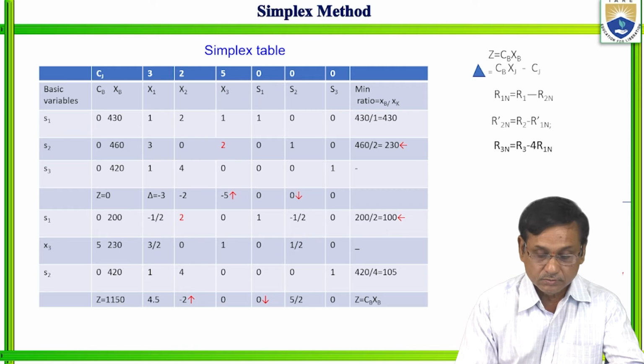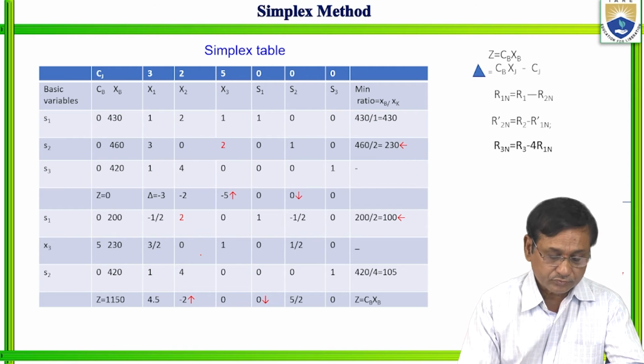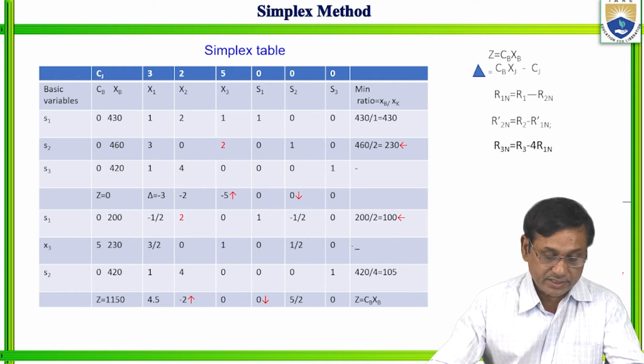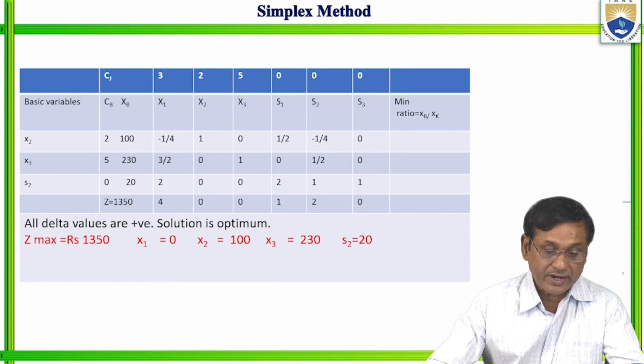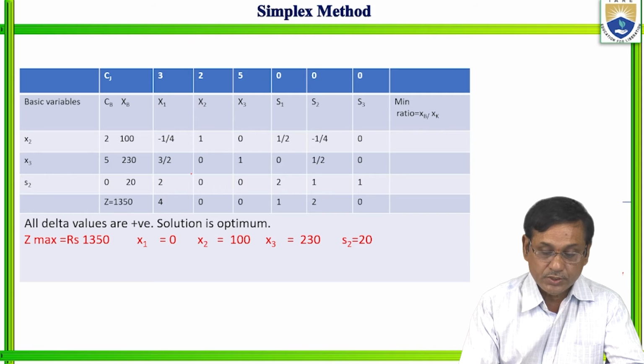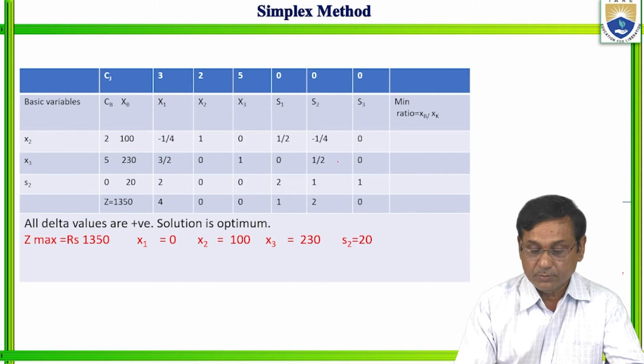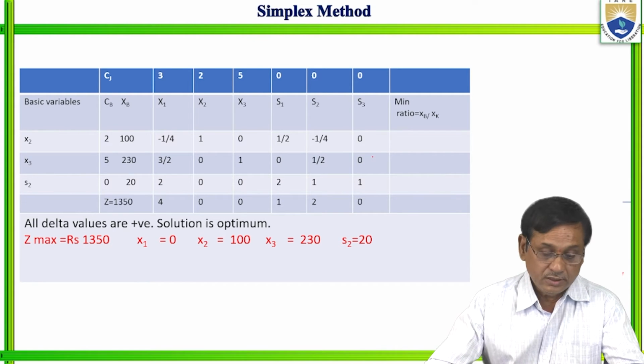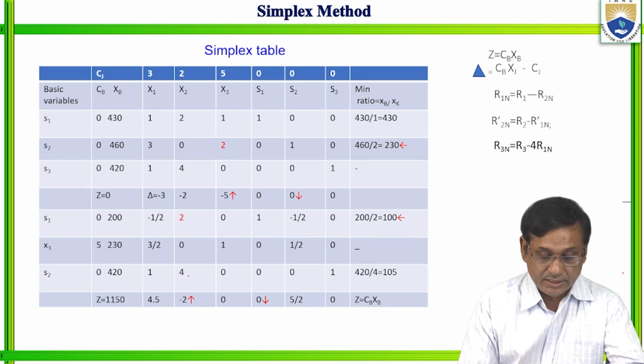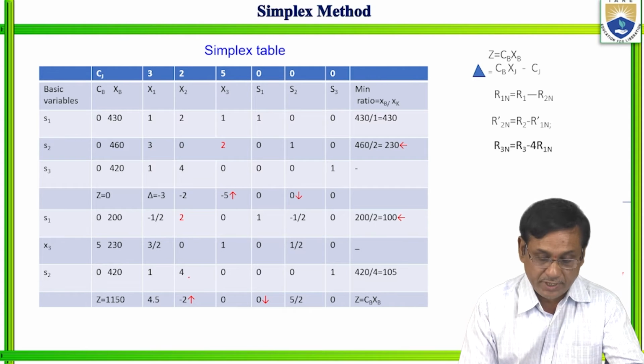Now we have to use this row and make the elements in that column zeros. In this column, second row is 0, so you can write the second row as it is. That means 5, 230, 3 by 2, 0, 1, 0, 1 by 2, 0. But third row is concerned, it is having 4. We have to make this one equal to 0.